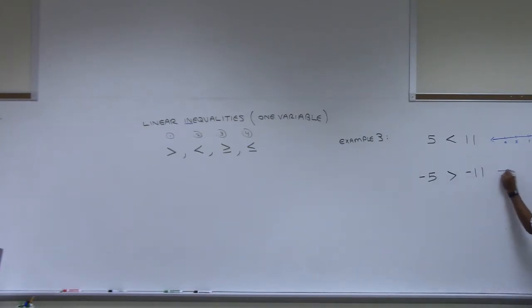So it all depends on the order they appear in on the number line. If I draw this number line, here's 0, -5 is here, -11 is here. So -5 is to the right. That means it's bigger. So -5 is greater than -11. All right? How about this one?